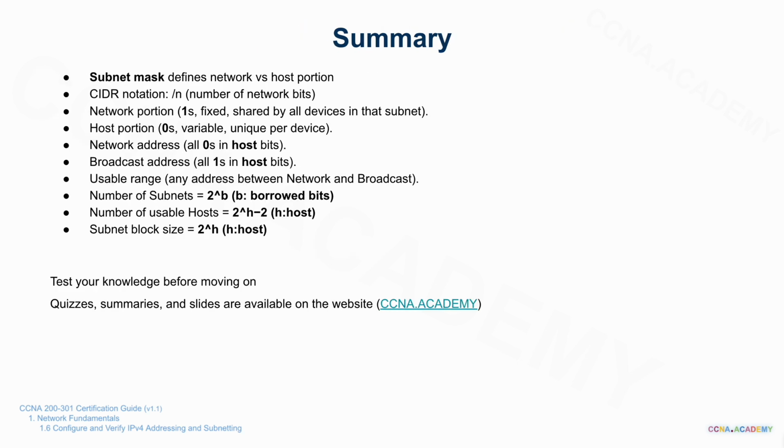To summarize, the subnet mask defines where the network portion ends and the host portion begins. The network address has all zeros in the host part, and the broadcast address has all ones. Usable hosts are simply the addresses in between. We calculate the number of subnets by taking 2 raised to the power of the borrowed bits. The number of usable hosts is 2 raised to the power of the host bits minus 2. The block size is also found using 2 raised to the power of the host bits. And with VLSM, we can use different subnet sizes within the same network to make IP addressing more efficient and avoid wasting space.